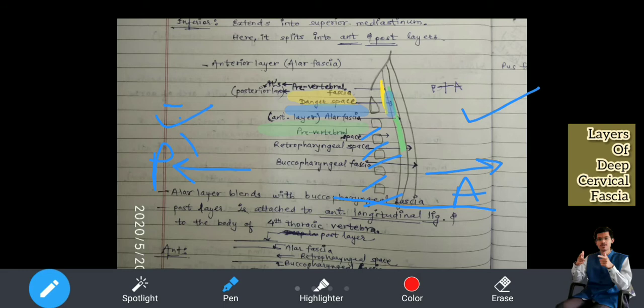Now, if you see this retropharyngeal space, I'll highlight it. Retropharyngeal space means what? Retro means behind. Pharyngeal is pharynx. So you saw the esophagus and pharynx, the oropharynx, it will be somewhere here. And so retropharyngeal space is the name. And this buccopharyngeal, can you see this name? I will mark it in red. This is the buccopharyngeal fascia.